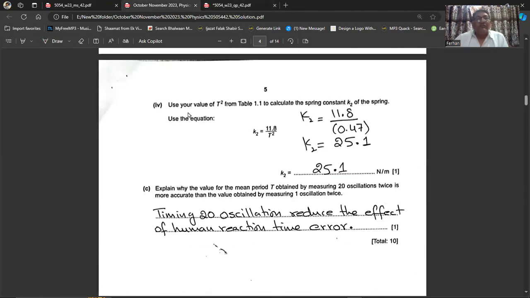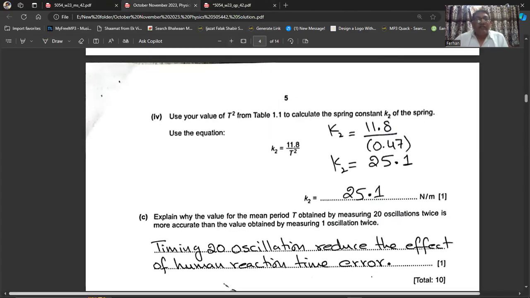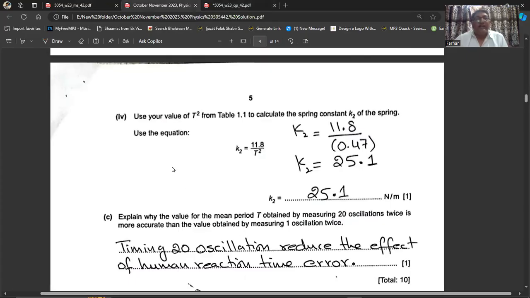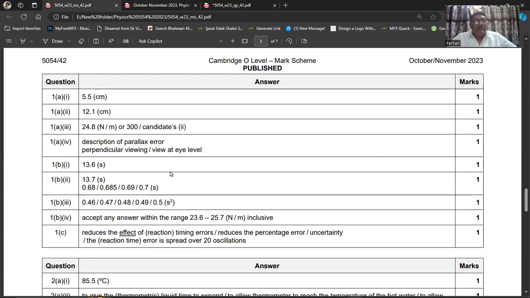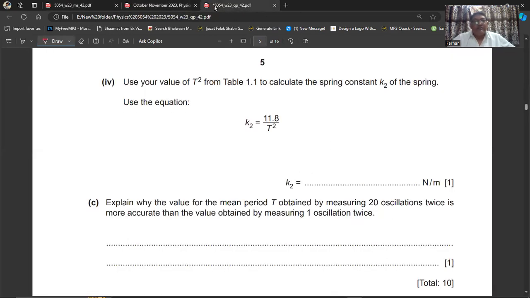So here we go. The K2 value will be 11.8 divided by, the T square value was 0.47, I said 0.7, but it is 0.47. So when you divide 11.8 by 0.47, you get 25.1. So the spring constant K2 is 25.1. So yeah, our answers are right. Okay, this is the calculation.